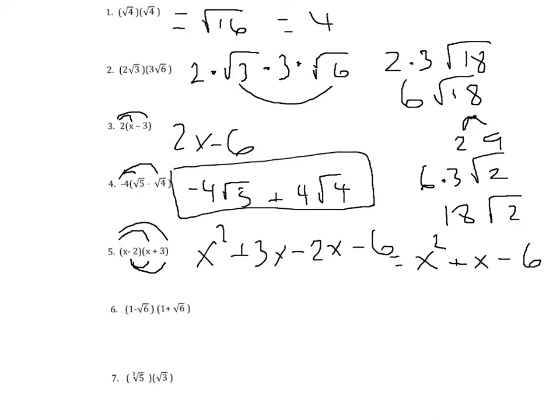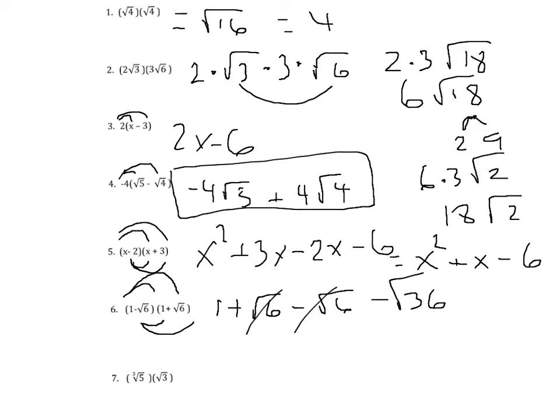And we'll apply the same thing to the radical expressions. 1 times 1 is 1. 1 distributed to square root of 6 is just going to be positive square root of 6 because that's a positive times a positive. Negative square root of 6 times 1 is negative square root of 6. And negative square root of 6 times positive square root of 6 is negative square root of 36. So these go to 0 in the middle. And then you have 1 minus 6 because the square root of 36 is 6. And so your answer is negative 5.